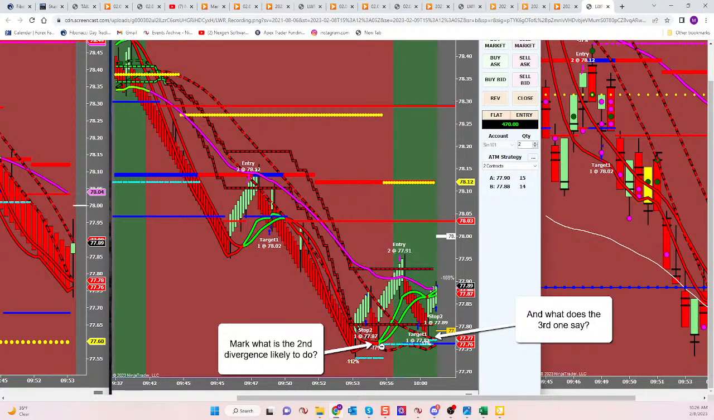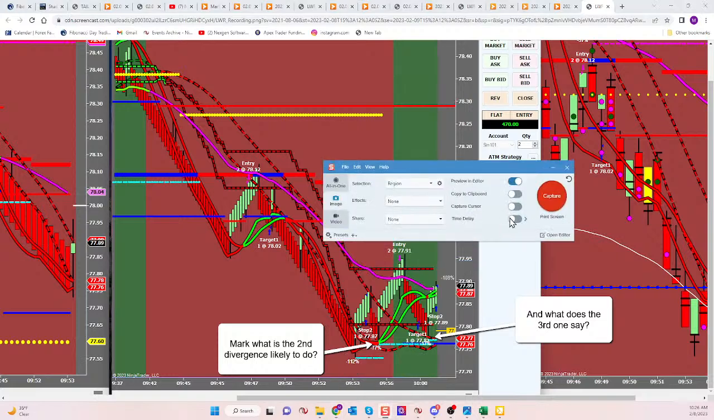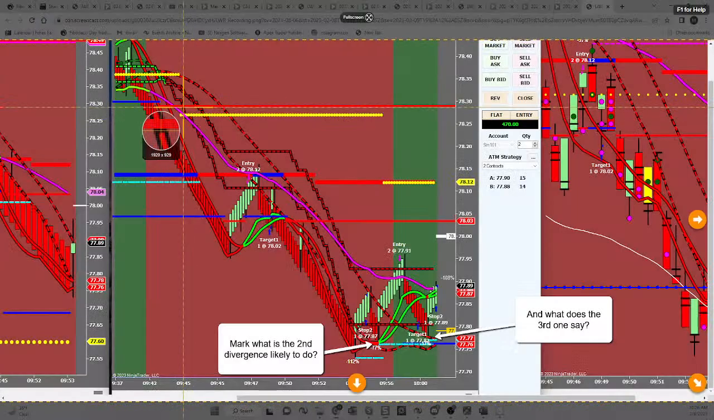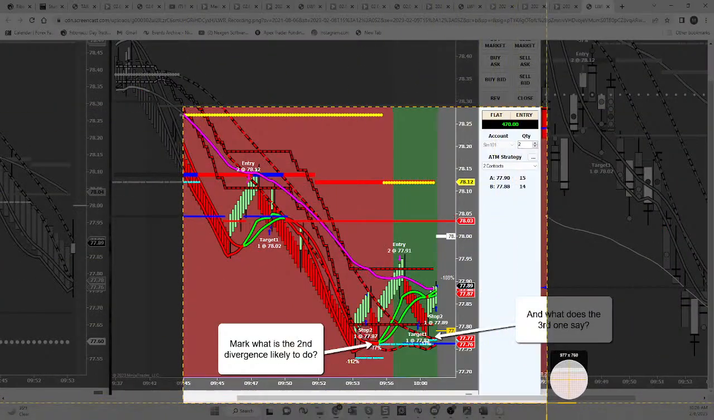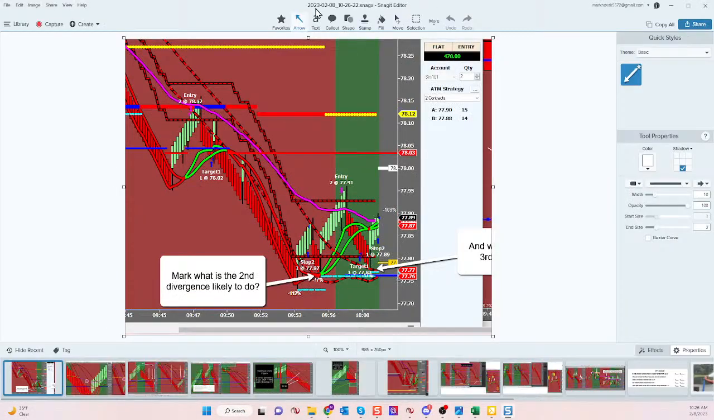What's that second divergence likely to do? Guys, this is Paul reinforcing lessons that he's learned over time. Let's look at Paul's management here. First of all, he catches the best entry, just like the rest of you guys did. Takes quick profits. I love it. Beautiful 50-50. And he holds this one all the way down.